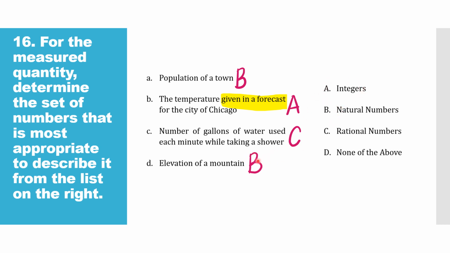I'm not going with integers here because a negative elevation of a mountain doesn't make sense. Negative elevation makes sense if you're below sea level, but we're talking about a mountain here. We would expect this to be above sea level, so it would be positive just by the very definition of what a mountain is. So I think the natural numbers is most appropriate there. But if you have other ideas, I would be open to other answers if you could give me a reasoning behind your answer.